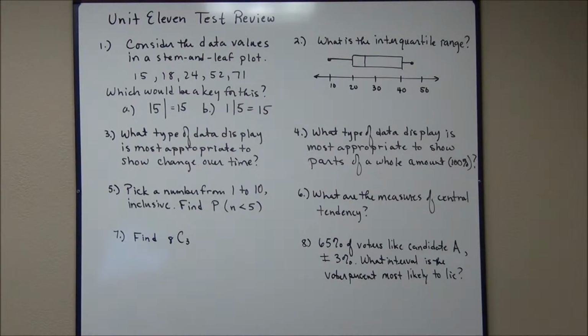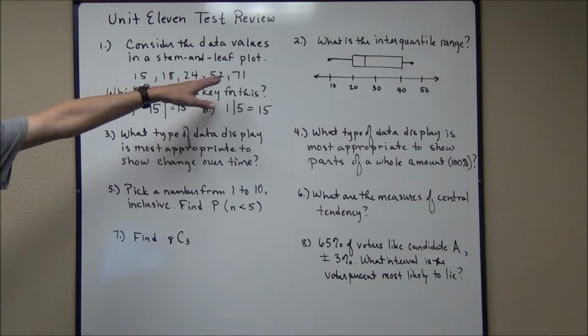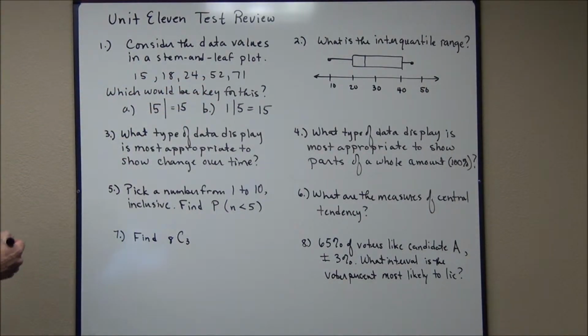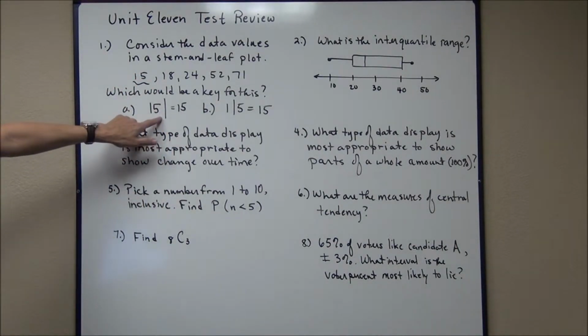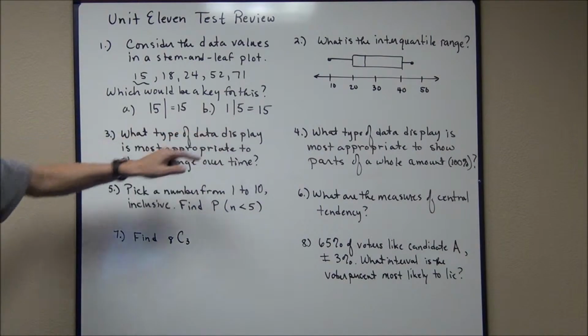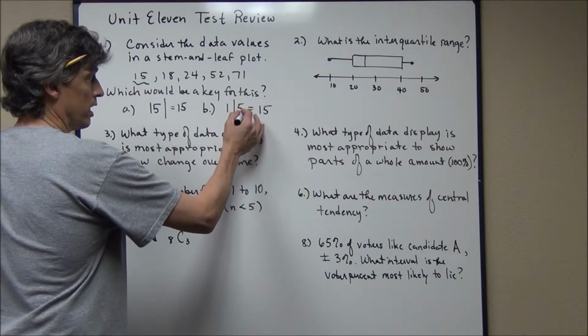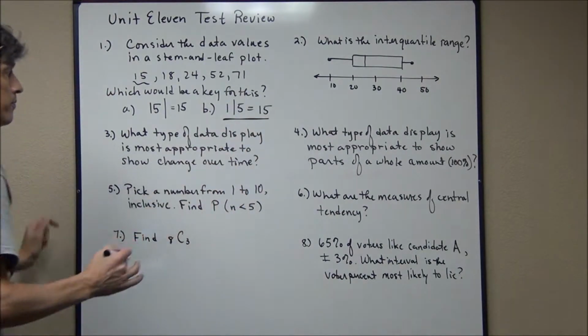Problem 1. Consider the data values in a stem and leaf plot: 15, 18, 24, 52, 71. Which would be a key for this data? Well, typically it's your smallest one, and my smallest one is 15. Now, would I break it apart with the bar here or the bar here? Hopefully you recognize that with the stem and leaf plot, the stem's on the left, the leaf's on the right. This is your value right here.